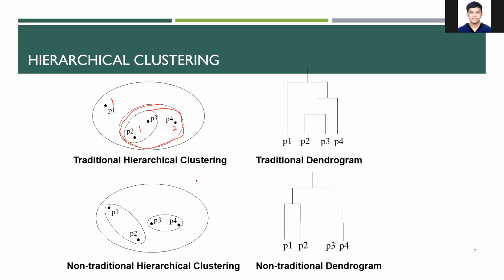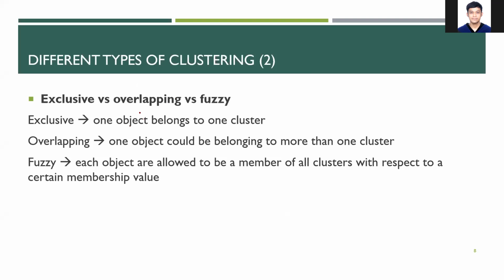For hierarchical clustering, usually we use a dendrogram, or hierarchical tree, to represent our data. We can draw it like this, or it can also be like this, so they are two different styles. Another distinction is exclusive versus overlapping versus fuzzy. So we have exclusive clusters, overlapping clusters, and fuzzy clustering. Exclusive means that one object belongs to one cluster.